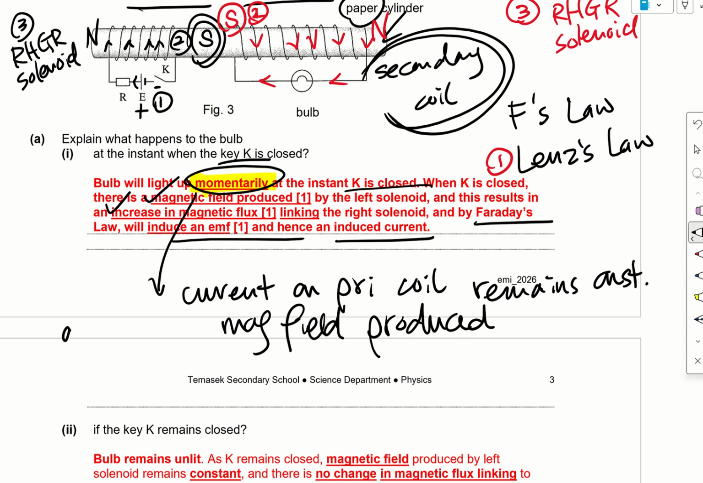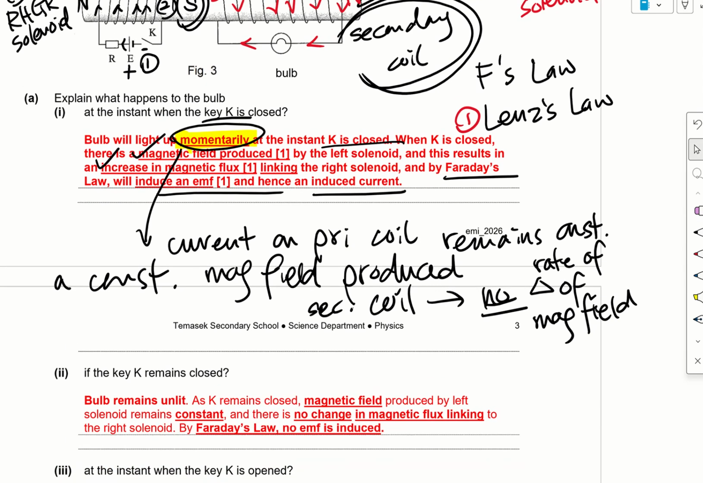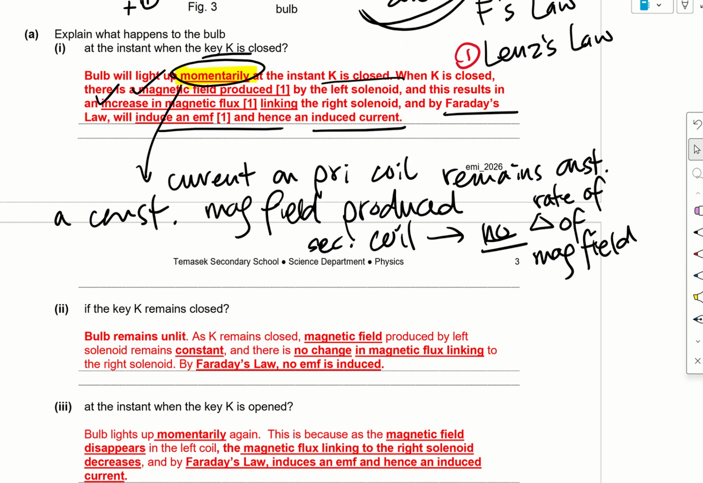Okay, a constant magnetic field will be produced. Right, so for the secondary coil, there is no change or rate of change of magnetic field. Right, there's no more, because it is a constant magnetic field. Therefore, according to Faraday's law, there will be no induced EMF and therefore no induced current. So this is actually to explain this part.